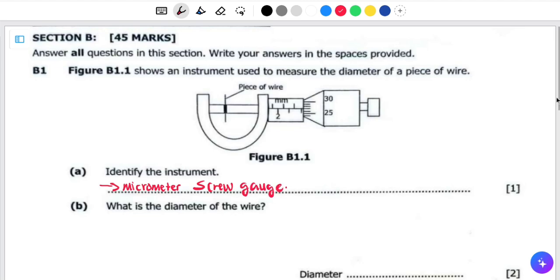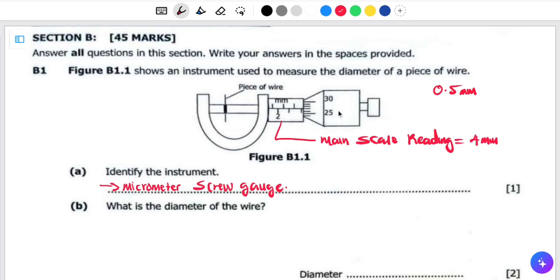So we have the second question, which is question B, which is saying what is the diameter of the wire. So the diameter of the wire, you need to take from this instrument. So this is the main scale reading. One thing that you need to know about this one is that each line represents 0.5 millimeters in the main scale. So here we have 2, this one is going to be 2.5, 3, 3.5, 4. So in the main scale reading, we have 4 millimeters.